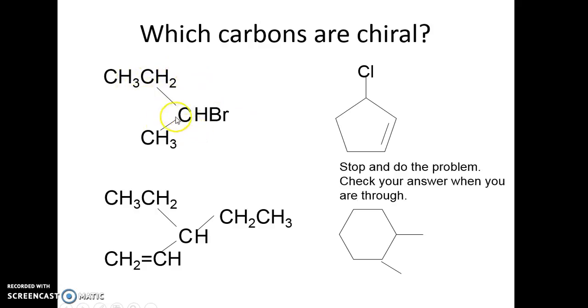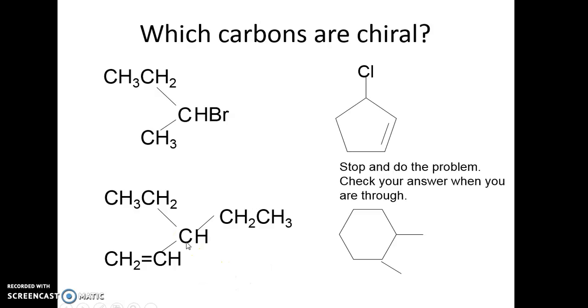Well, if I look at this first molecule, you can see these carbons cannot be chiral, but this one has 4 different groups. What are the 4 different groups? A hydrogen, a bromine, a methyl, and an ethyl. If I look at this compound, I know these 2 carbons cannot be chiral because they have a double bond. And these cannot be chiral because they have more than 1 hydrogen on each of those atoms.